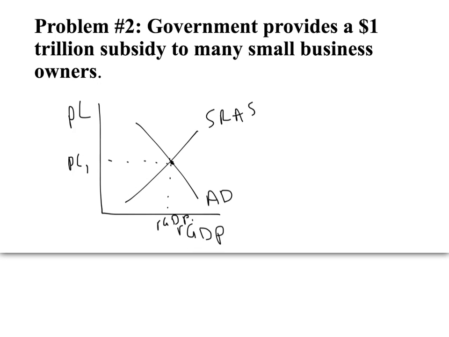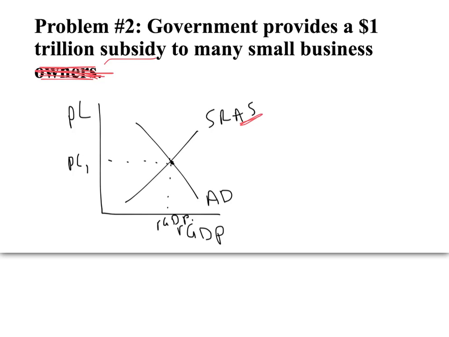Try problem number 2. Again, here's my graph. Government provides a $1 trillion subsidy to many small business owners, or many small businesses. If we think about as many small businesses instead of owners, it might make it a little clearer. So you have to think it's going to business. Businesses supply things. So this is going to be that legal institutional environment. This is a subsidy to businesses.